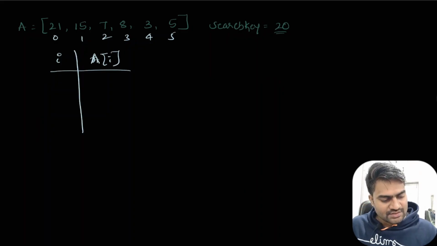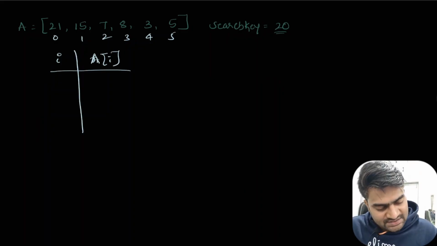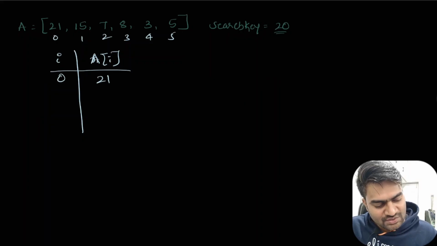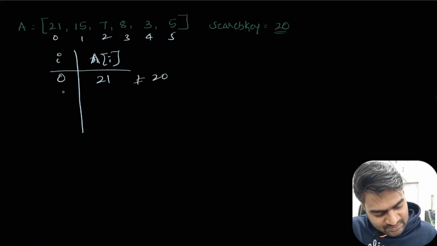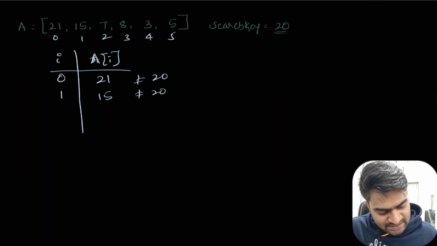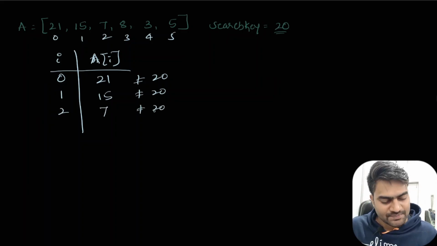Okay. So let our for loop start from 0. So a of I is 21. It is not equal to 20. So next it will increment I. So I will be 1 now. My a of I will be 15. It is again not equal to 20. So again I will be incremented. It will be 2, and a of I will be 7. Again it is not equal to 20.